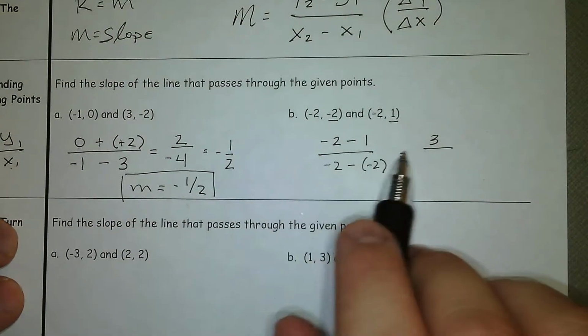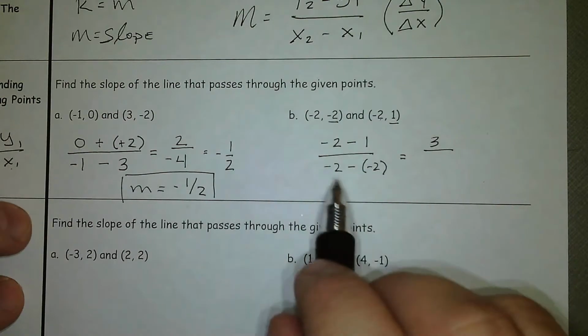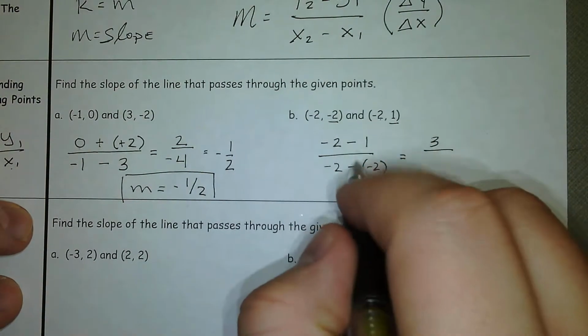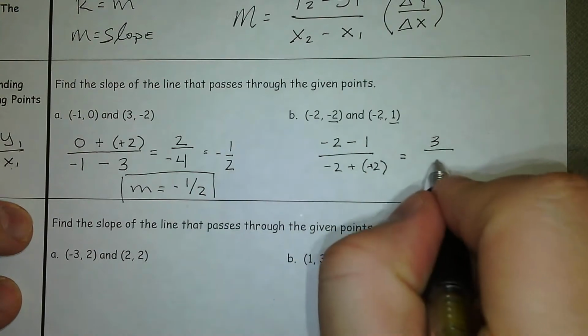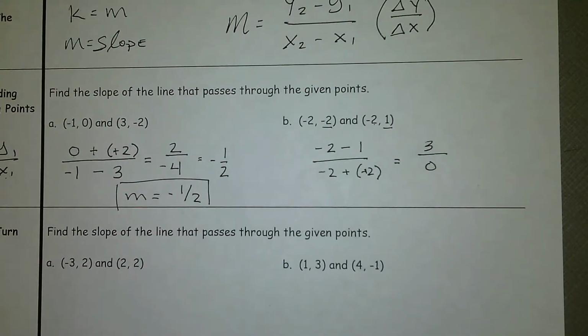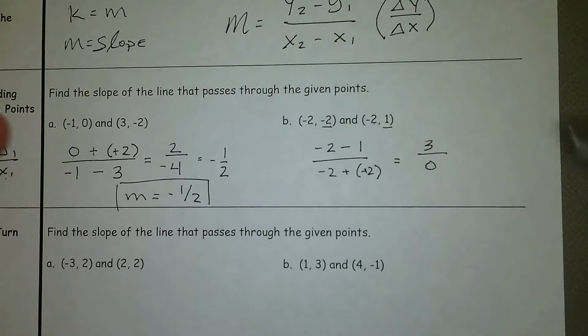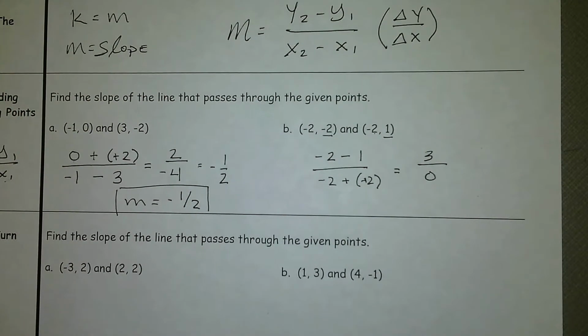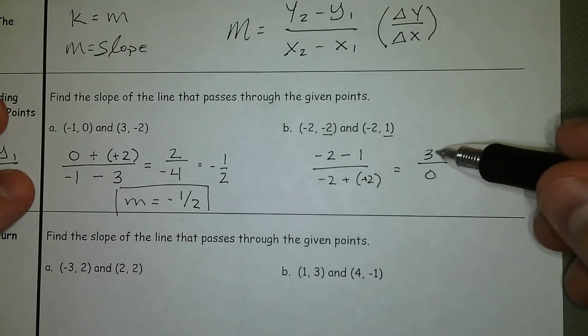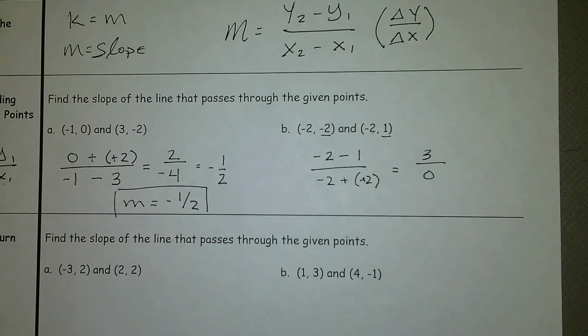Okay, so now that I've done the y values, I'm going to do the x values. So once again, I'm subtracting a negative, which is the same thing as adding a positive. -2 plus 2 is 0. So here's where we're going to run into our first issue. We have 3 over 0. So at this time, take a second, and in your calculator, I want you to type in 3 divided by 0.